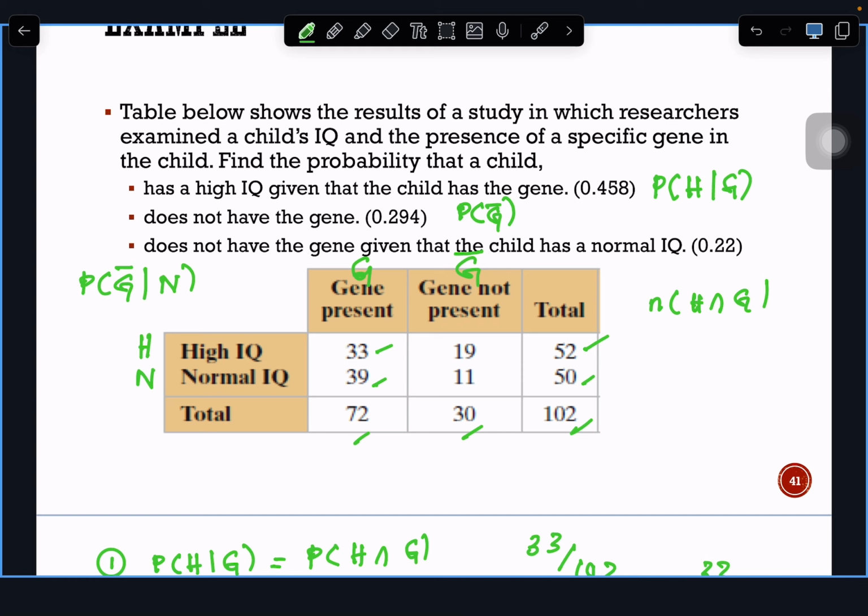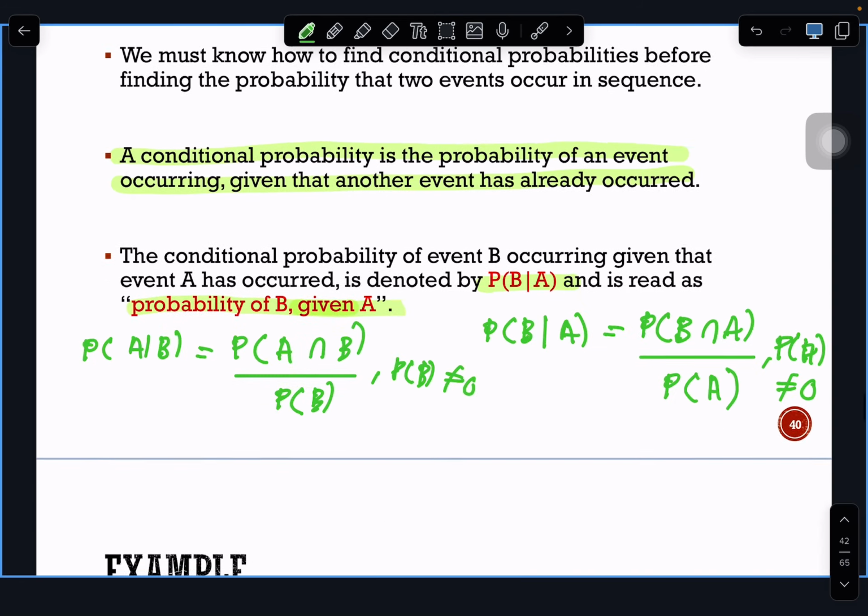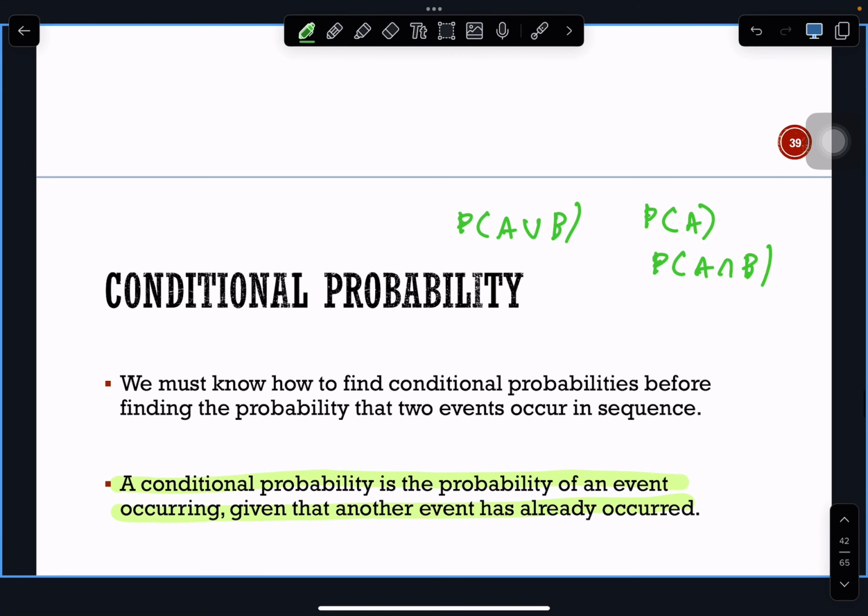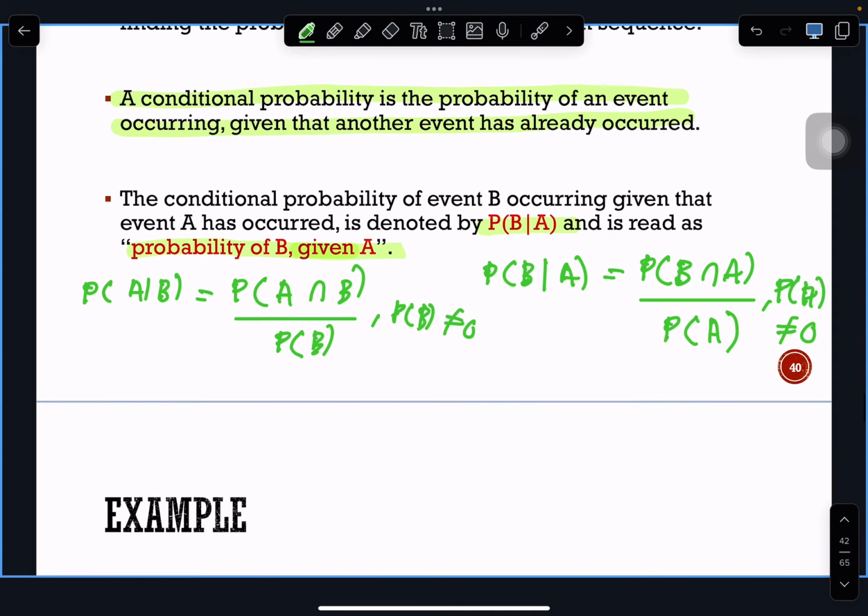I don't know how to explain using words, but I can explain using the table. What is conditional? Just look at the specific row or column, the given one, then get the values there. Clear? Okay? Alright, then you can answer the previous exercise now. Not now, after this.